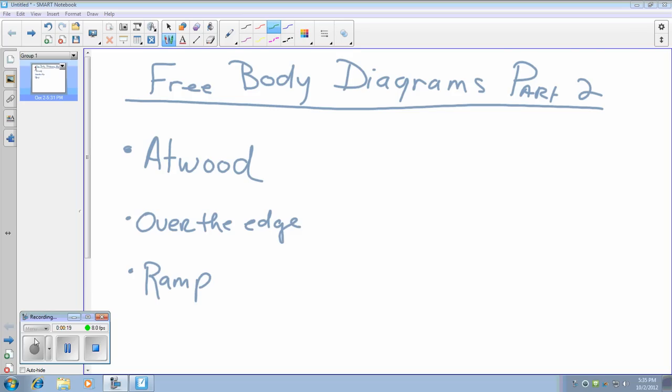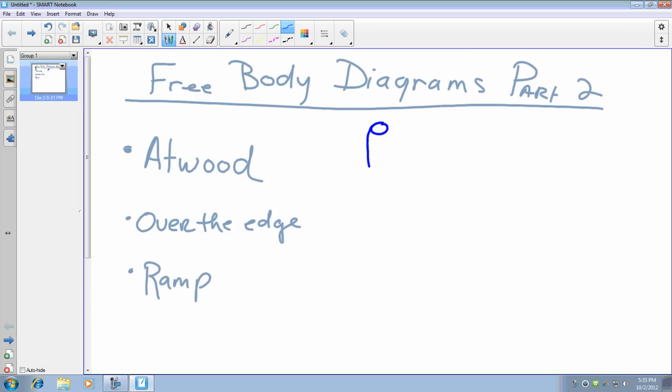First, we'll talk about Atwood machines, which are scenarios in which we have a pulley and two masses, and we think about what happens to these masses as they're allowed to freely flow through the pulley and through the system themselves.